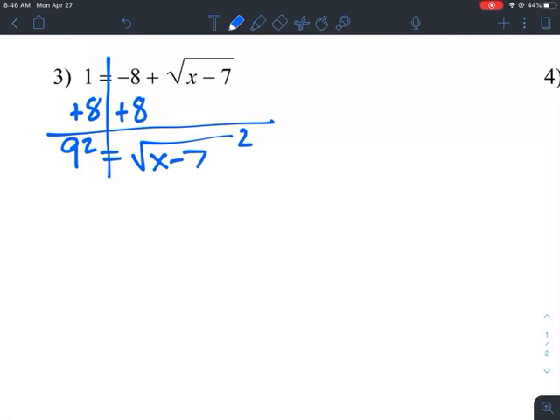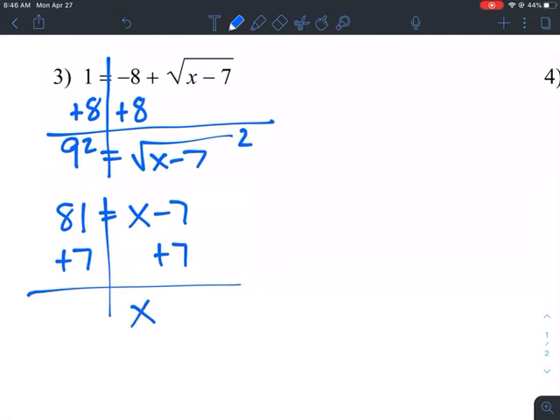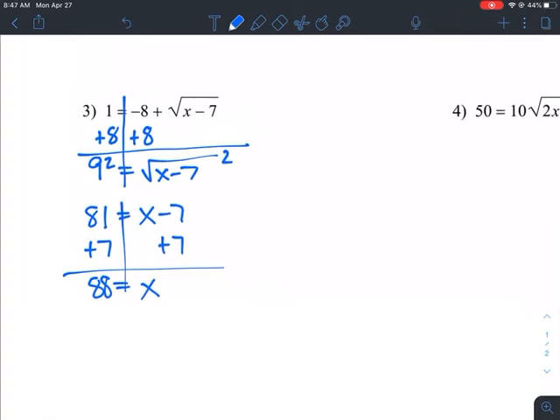So anyway, on the left, the 9 squared becomes 81, because 9 times 9 is 81. And on the right, the squared and the radical just cancel each other out. So I just get x minus 7. So then to get x by itself, I just add 7 to both sides. So x is going to be 88. Ta-da!